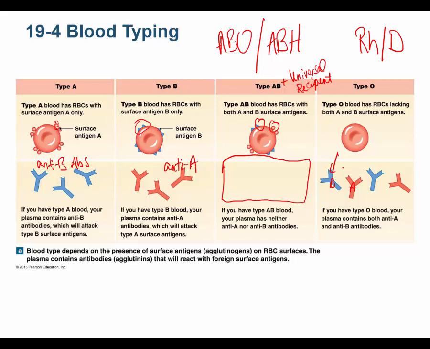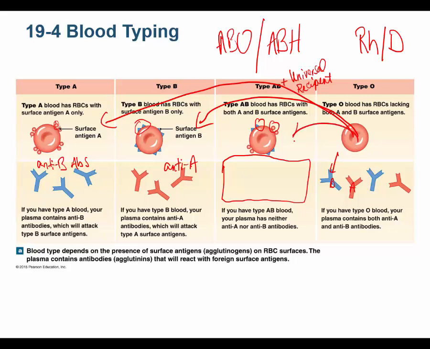However, O packed red cells, O red blood cells, can be given to anybody. See, you could give this O blood cell to a type A person. They have anti-B antibody, but the O blood cell doesn't have a B antigen. You could give this O blood to a type B person. They have an anti-A antibody, but the O blood cell doesn't have any A antigens.